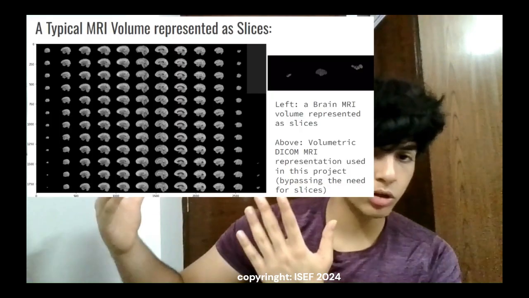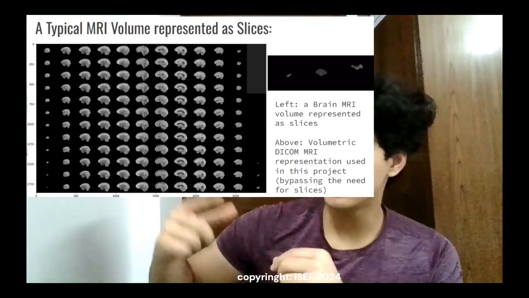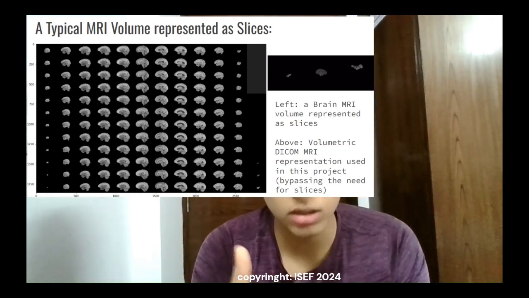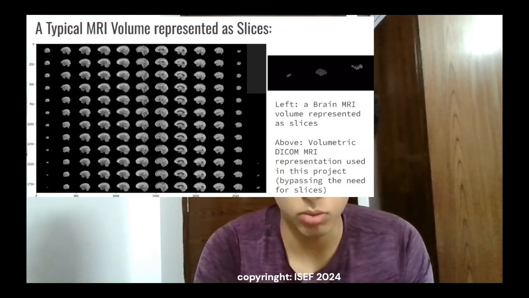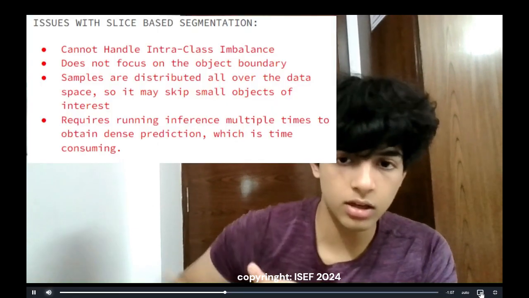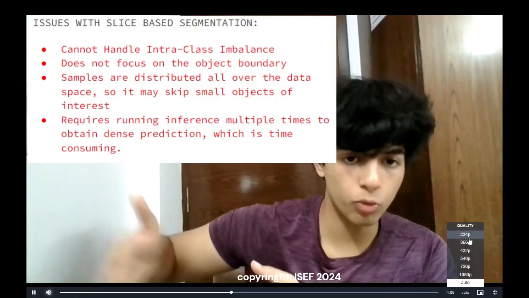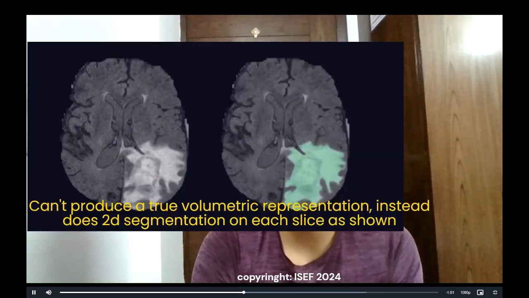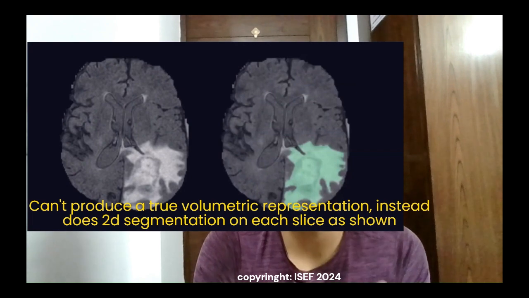Now, typically, this is what an MRI volume would look like. You can see every single image over here is called a slice. And all these slices, when put next to each other, constitute an MRI volume, right? A complete brain tumor. But the issue with slice-based methods is that, firstly, since there are hundreds of slices, you have to go through every single slice over and over again. So that is very time-consuming. And second, it can't produce a true volumetric output since it's two-dimensional based.